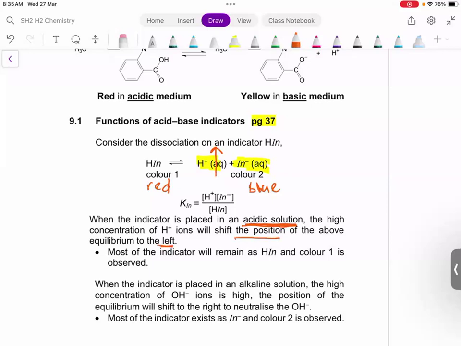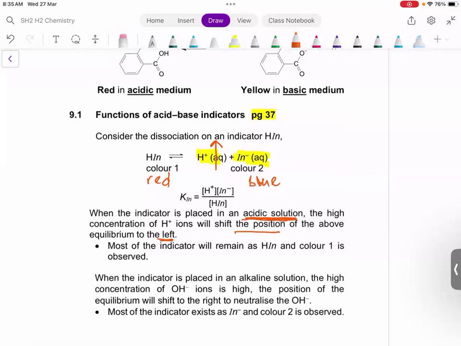So what does it mean? You will see more of the red, less of the blue. So when you place this indicator in an acid, you will see red instead of blue. That's what it meant. All right. So of course, when you place the same indicator in alkaline solution, what will happen?